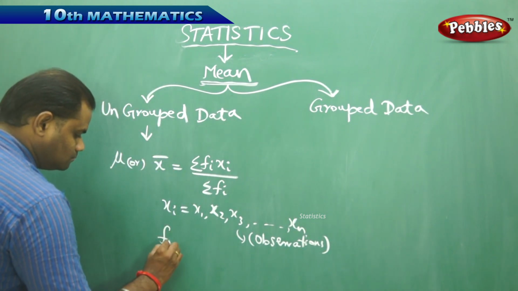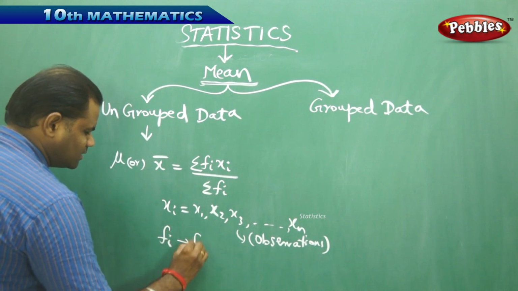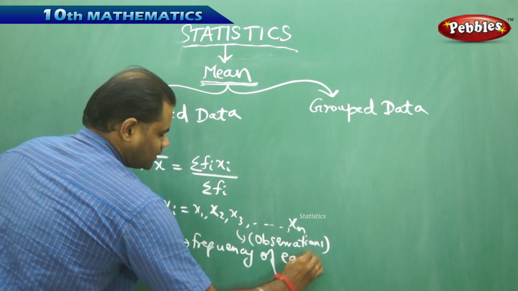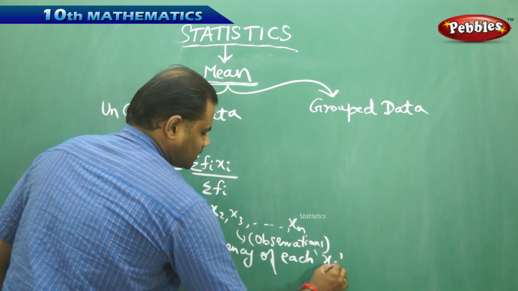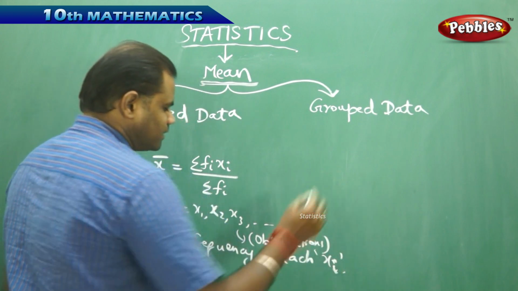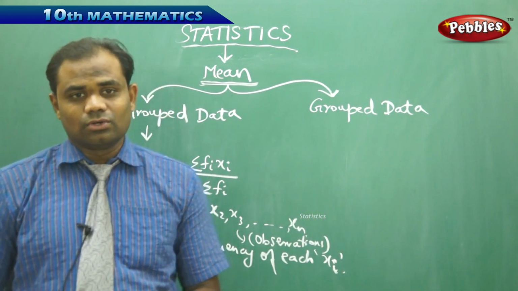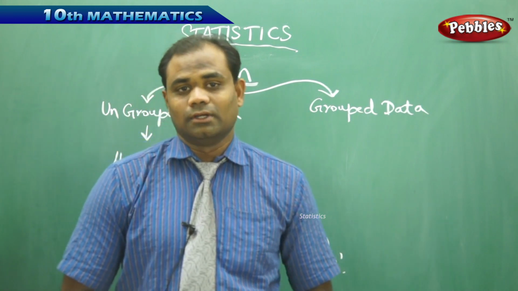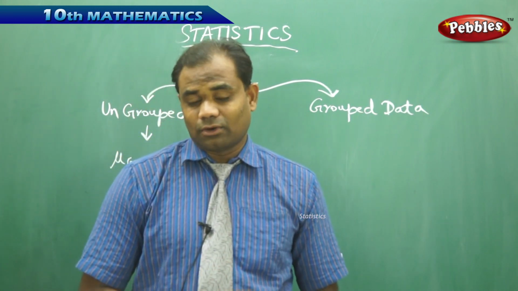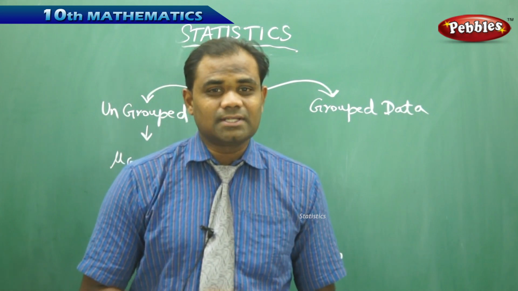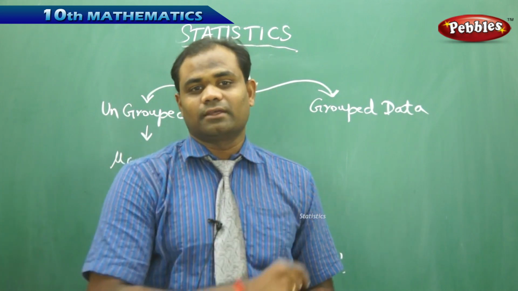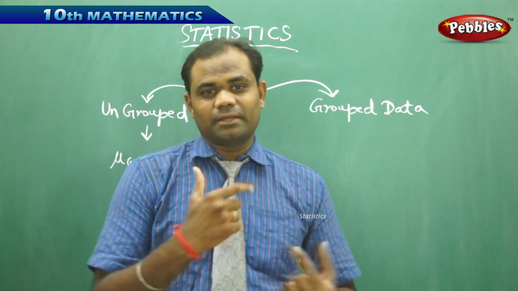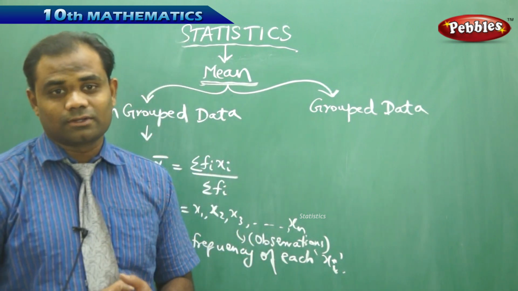Now fi is the frequency of each observation xi. This is very important, because when I say the number of students who got 56 marks in the class, if I say there are 5 students who got 56 marks out of 100, then the frequency of 56 marks is 5, because 5 students obtained that. So the number of students, or the number of times the observation repeats, is called frequency.